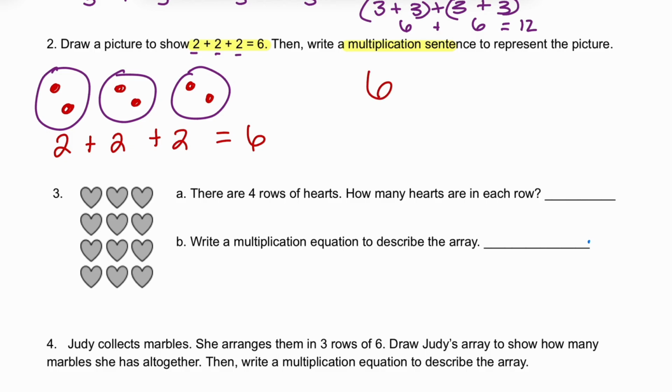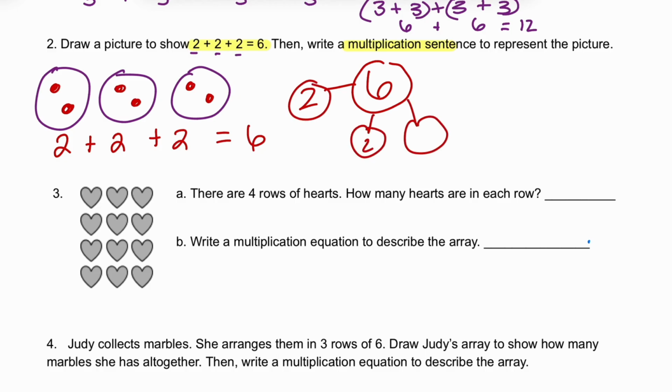Another way I could do this is by drawing a number bond, right? So I have 6 here as my total, and I'm noticing I got 3 2's, 2, 2, and 2. And as I do that, I can simply skip count. 1, 2, 3, 4, 5, and 6.